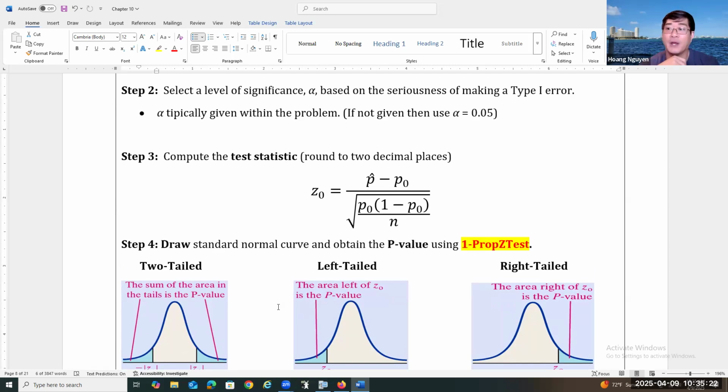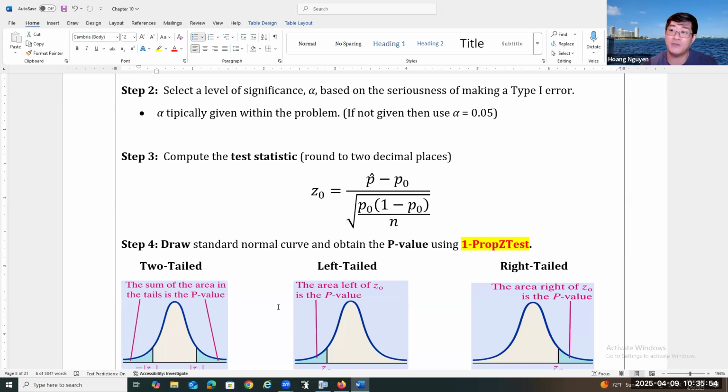Step number 0, you're going to check the conditions. Step number 1, you're going to determine the null and the alternative hypotheses. Step number 2, we select the significance level alpha based on the seriousness of the type 1 error. Step number 3, we use the formula to calculate the test statistic, or you might just directly use the shortcut, the 1 proportion z-test, to get the test statistic.